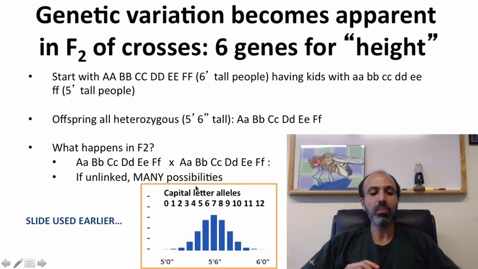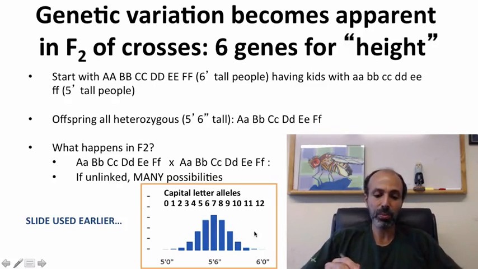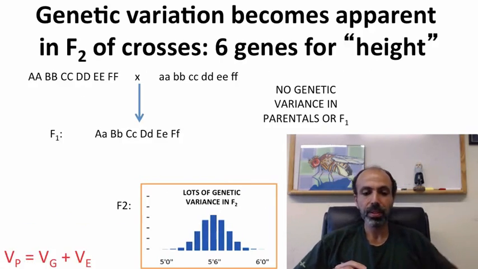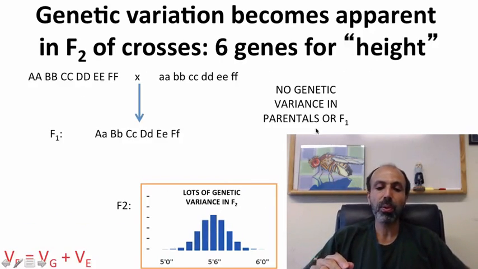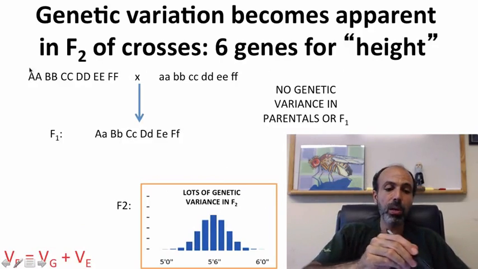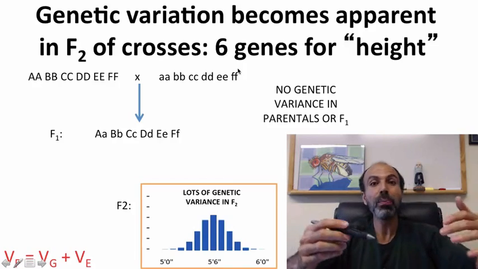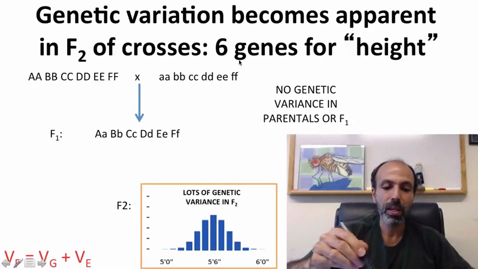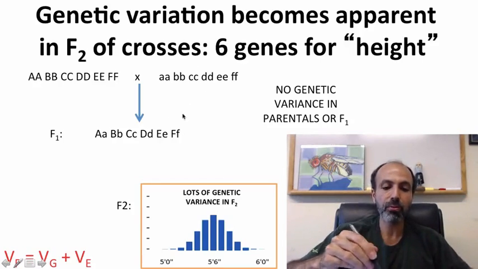And if you're unlinked, then there's many, many possibilities. And you saw this before with the slide I used earlier. So let's do this cross. Again, we're saying there's no genetic variance in the parentals, in the tall parents or in the short parents. Between the parents, yes, sure, there's genetic variance, but we're not looking at that. We're looking within this parent, or within the F1s.